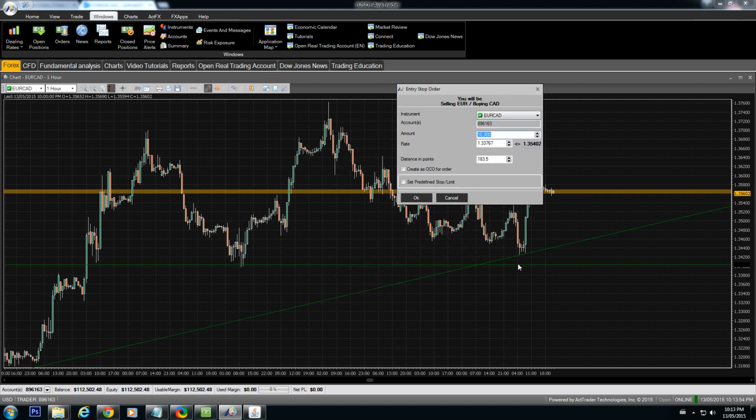And we are going to set the amount to 100,000. That's going to give us 10 bucks a pip. That's common. That's probably the type of trades we'll make. And we are going to say at 1.33800. So we're going to change the rate to 1.338.